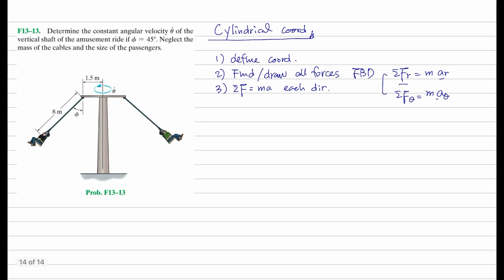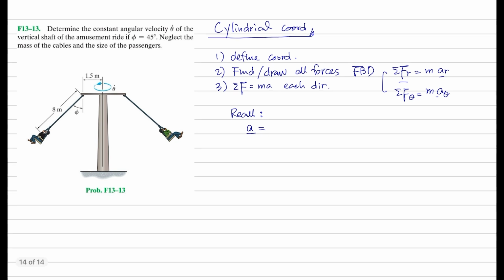And here we would like to recall that this acceleration in the cylindrical coordinate system is a of r u_r hat plus a theta u_theta hat, and a of r is r double dot minus r theta dot squared, and a theta is r theta double dot plus 2 r dot theta dot, like this, right?